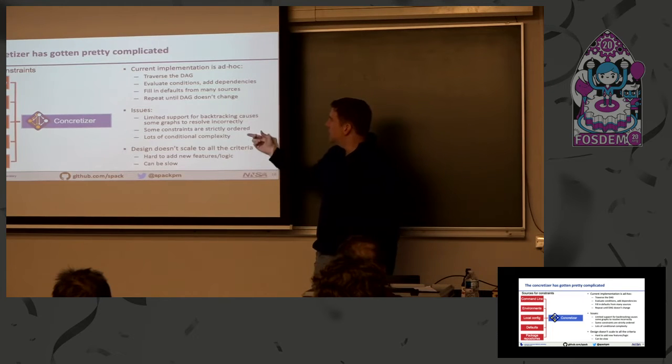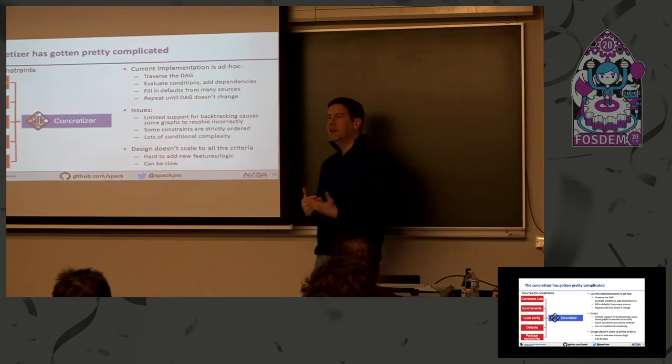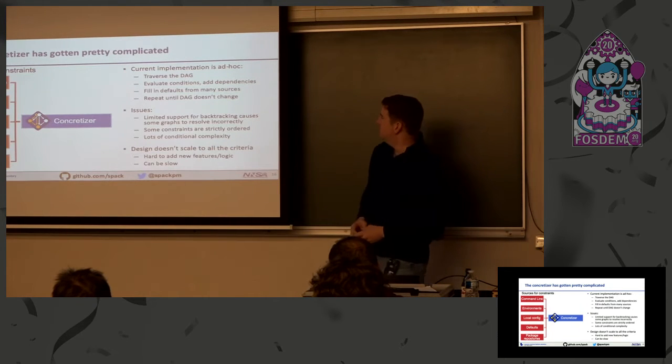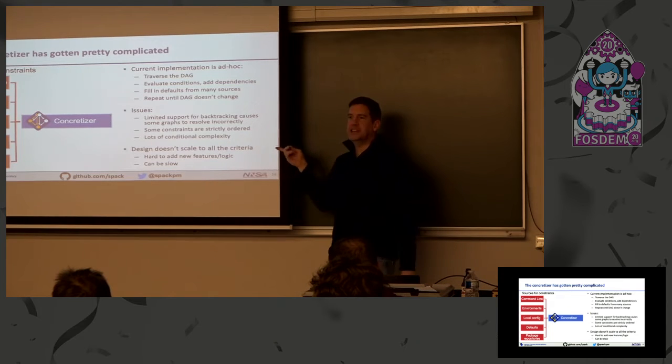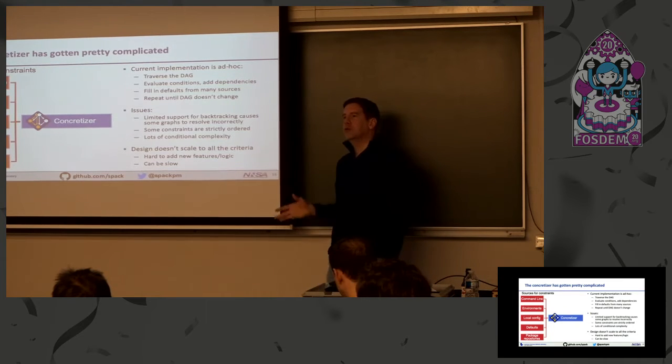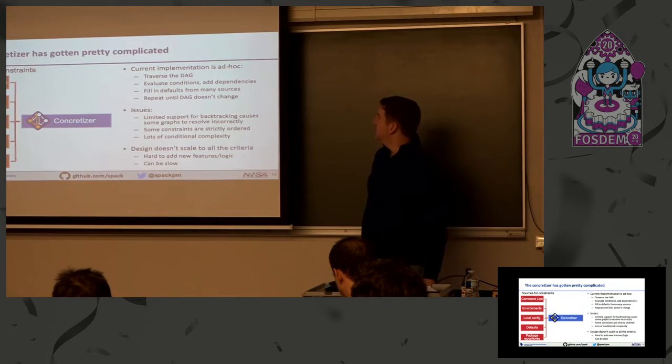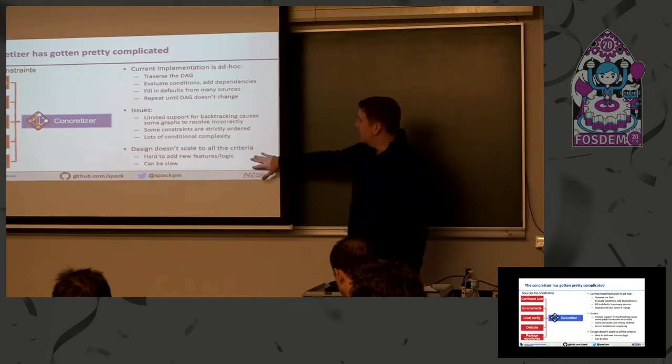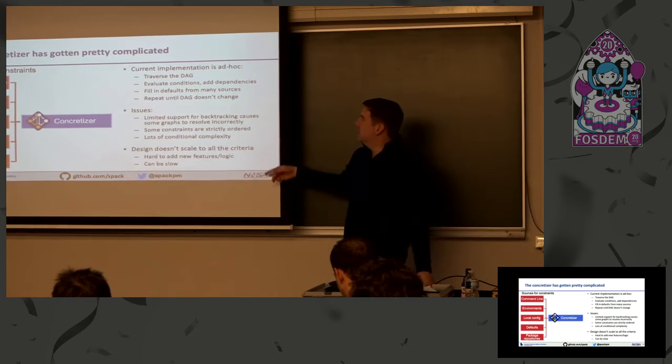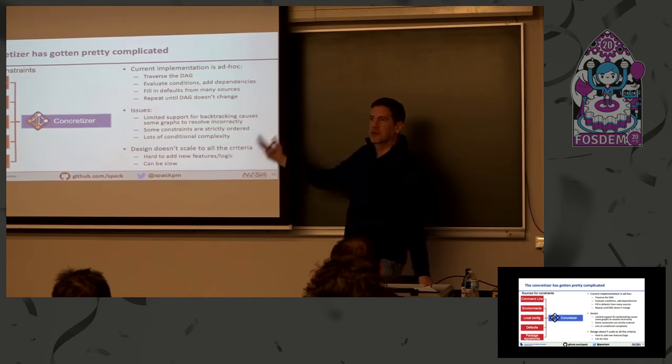And then the constraints are ordered. So you may discover that you've selected a compiler but you wanted to build for an architecture that it turns out that compiler doesn't support. And really, you have to kind of solve those things together to get a consistent DAG. And so this results in a whole lot of conditional complexity for a solver that isn't all that powerful compared to what some of these full backtracking solvers can do. And so it's gotten to be hard to add new features in logic, and it can be slow because we're basically building the DAG over and over and over again in Python.